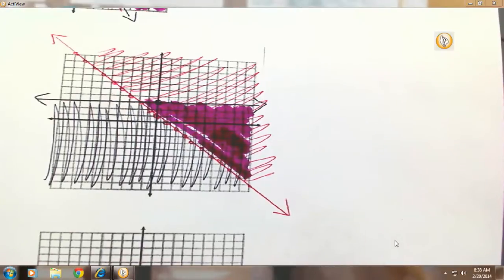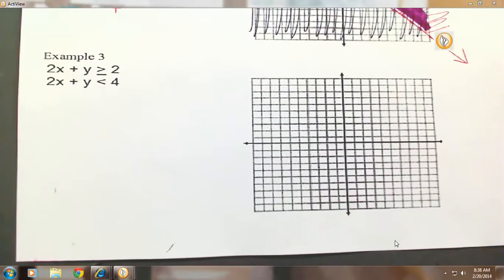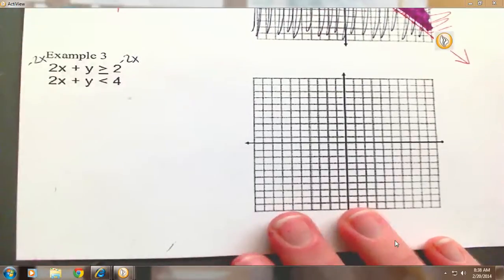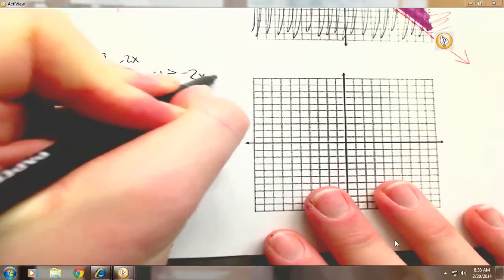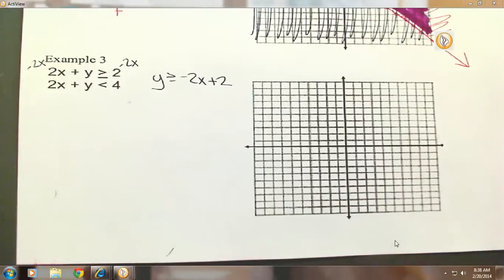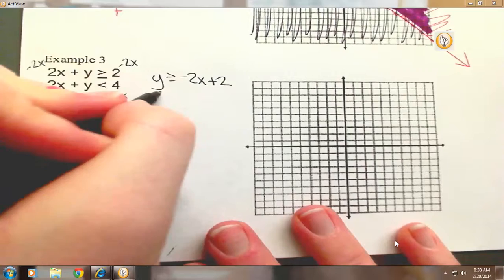I want to look at one more with you, and that's example 3. Now these inequalities look very similar, don't they? Yes. Okay, so let's keep that in mind. First inequality, what are you going to do to solve for y? Subtract 2x. So we should have y is greater than or equal to negative 2x plus 2. For the second inequality, what would you do? Same thing.